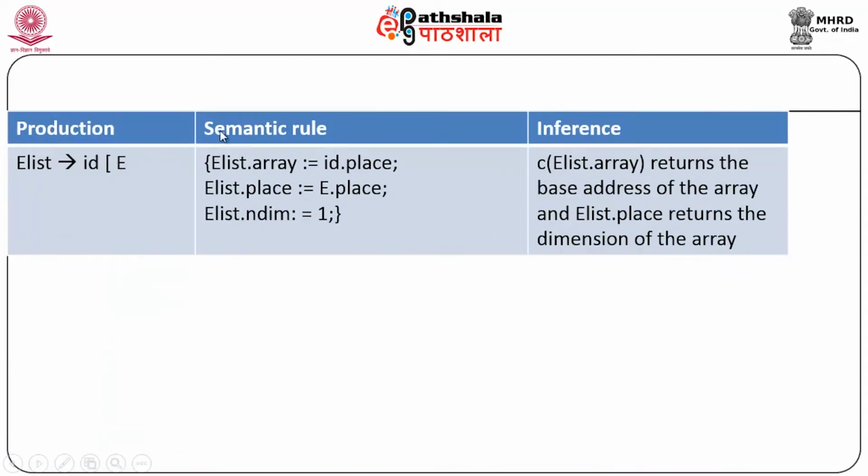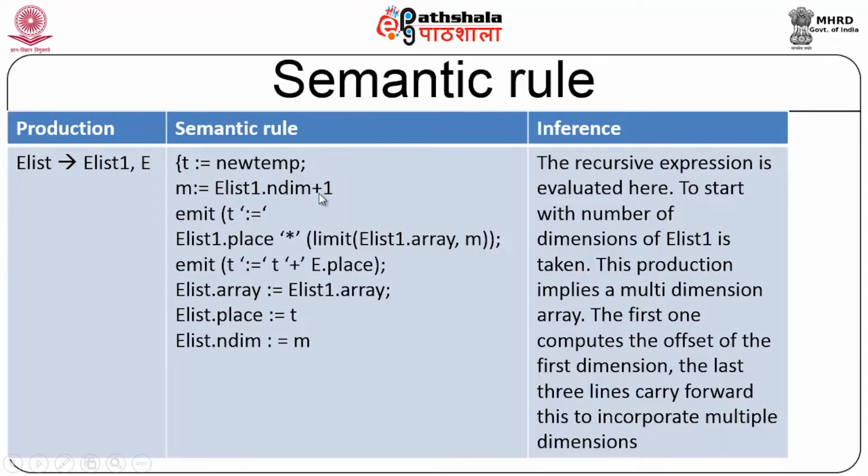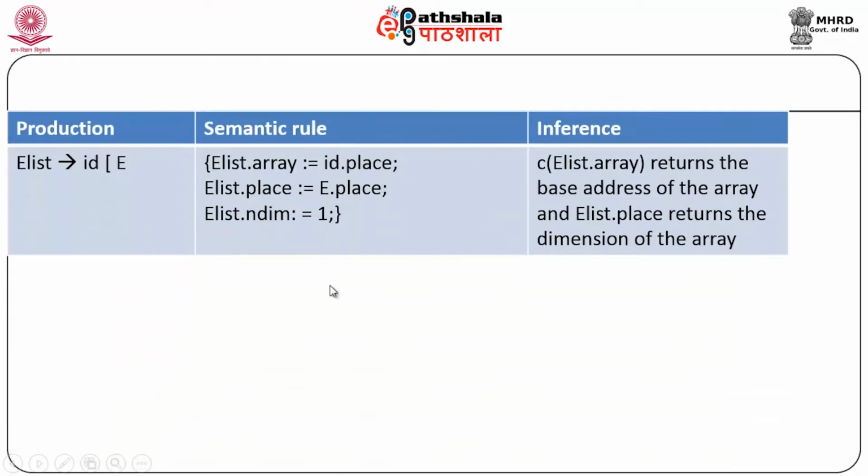So let us, the last one is this one where I have E list produces id followed by open parenthesis e. So in this case E list dot array will be id dot place, that is the base address, and E list dot place will be e dot place referred to by e, and E list dot ndim is equal to 1. So this is where it starts at 1. And the previous one, if you remember, E list dot ndim is incremented by 1. So you start with a default number of dimensions as 1 here, and that gets incremented in the previous calls.